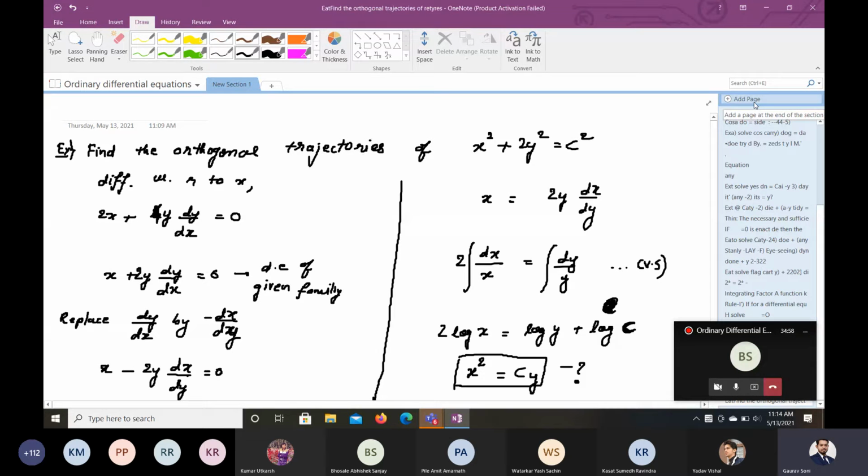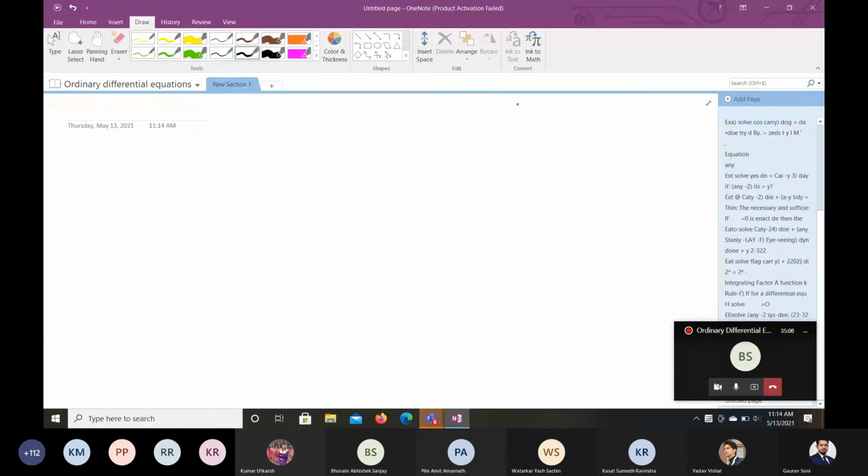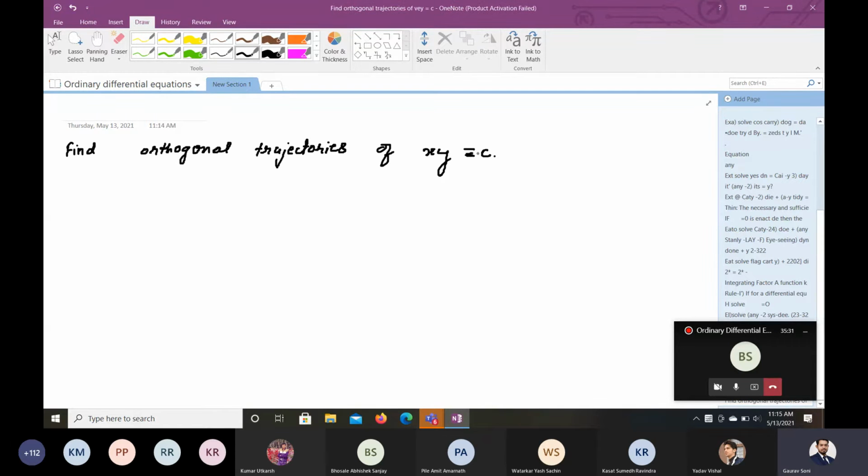So I want you to find out the orthogonal trajectories of another family of curves, and that is xy equal to c. Find orthogonal trajectories of xy equal to c. Try to find it out. What do you get?